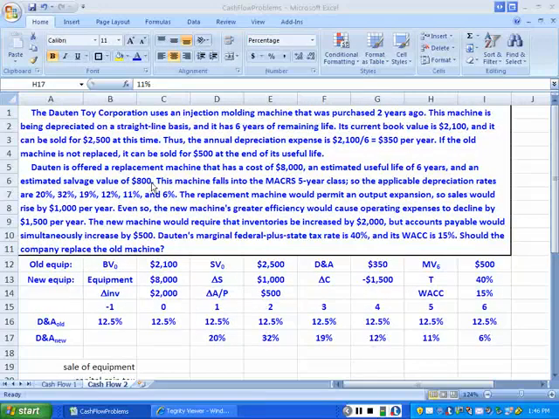The machine falls into the 5-year class, so the applicable depreciation rates are 20%, 32%, and so on here for the 5-year class. Remember, 5 years goes over a 6-year period because of the 6-month convention as to when they come in and come out of vogue. Replacement machine would permit an output expansion, so we have a sales impact. We also have greater efficiency, which has a decline in cost. New machine would require that inventories be increased by $2,000, but accounts payable would simultaneously increase by $500. They've got a 40% tax rate. Weighted average cost of capital is 15%. Should they replace the old machine?